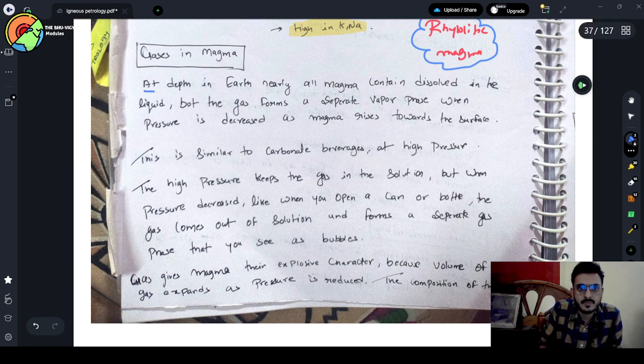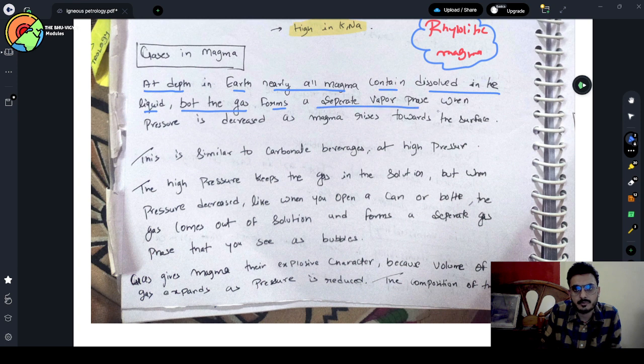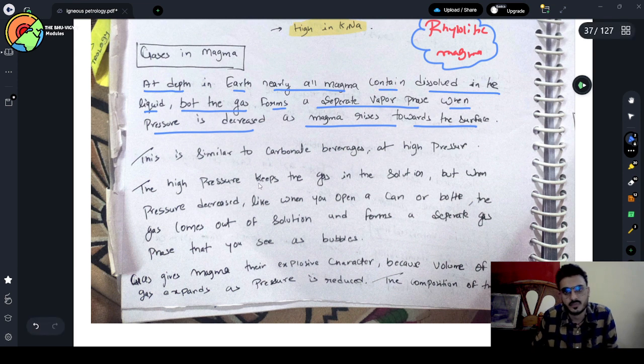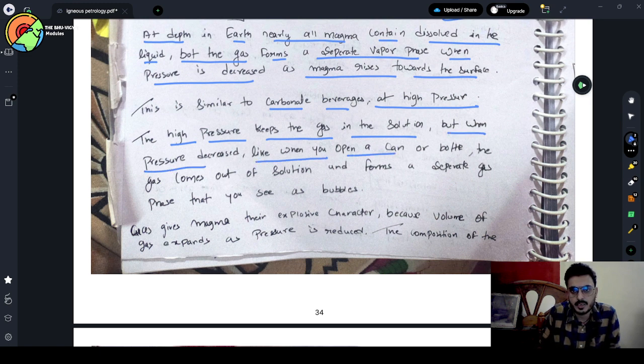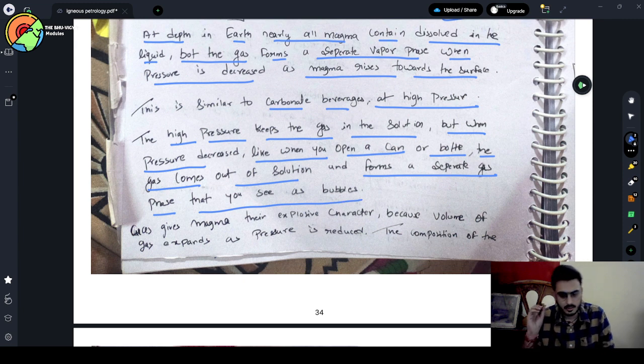So if you see here, at depth in the earth, nearly all the gases are dissolved in the liquid magma, but the gases form a separate vapor phase when the pressure is decreased as the magma rises towards the surface. It is similar to a carbonated beverage. The high pressure keeps the gas in solution, but when the pressure is decreased, like when you open a can or a bottle, the gas comes out of the solution and forms a separate gas phase that you see as bubbles. Same phenomenon is happening here.